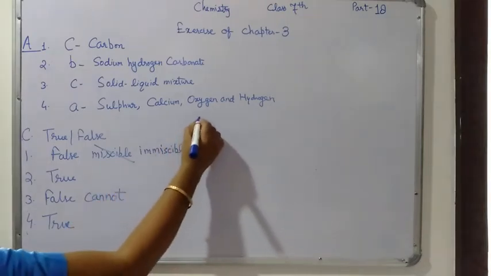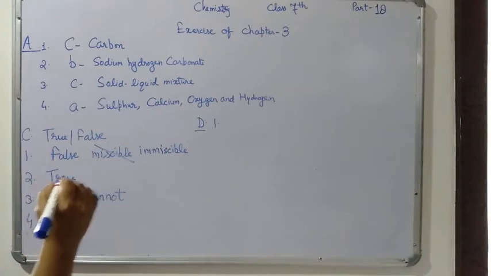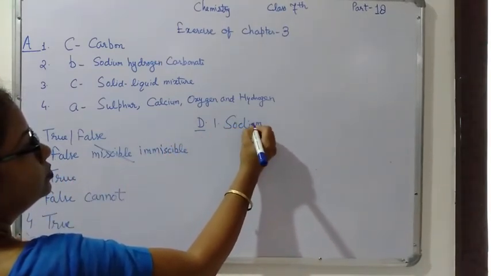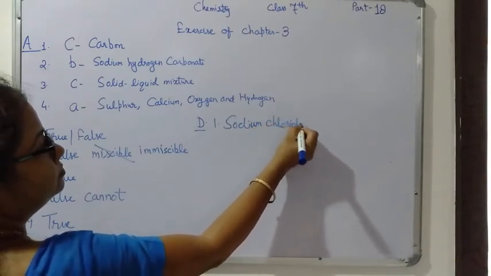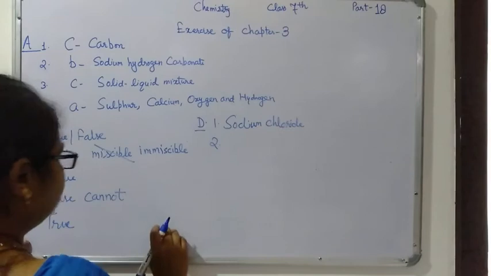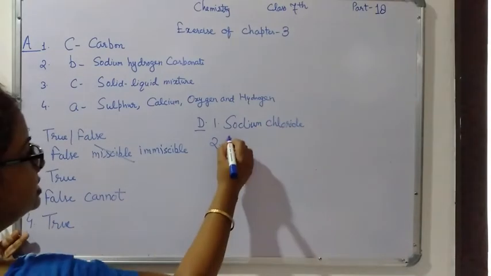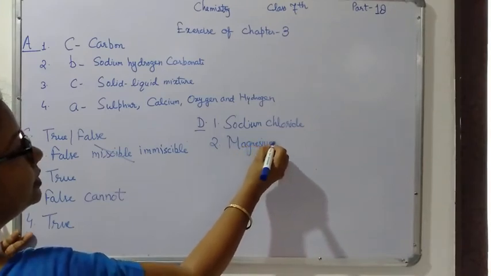Now your next one is give one word answer for the following. Question number D. First one is chemical name of common salt. It is sodium chloride. Second one is an element present in chlorophyll of plants. It is magnesium.